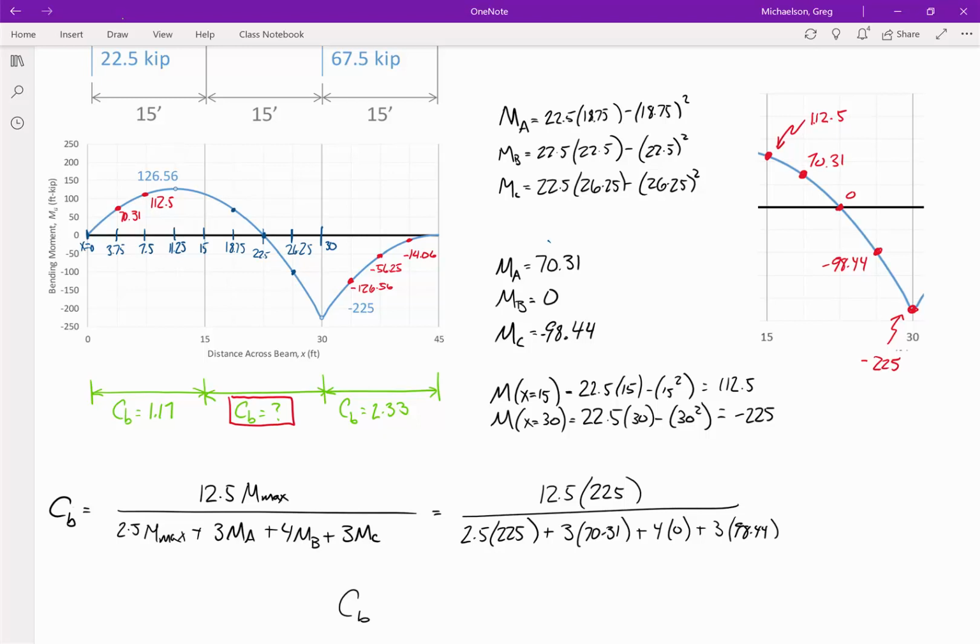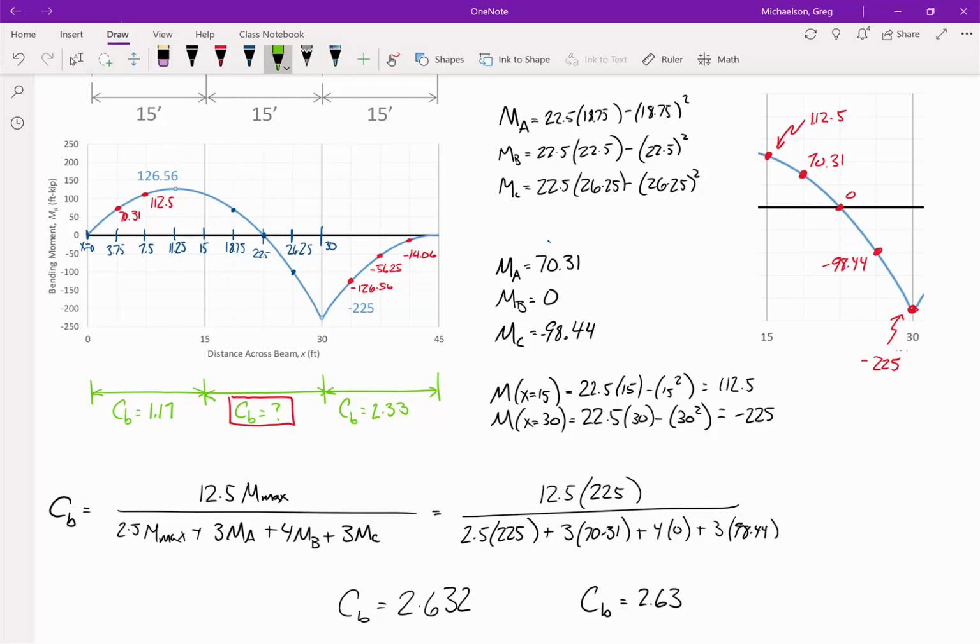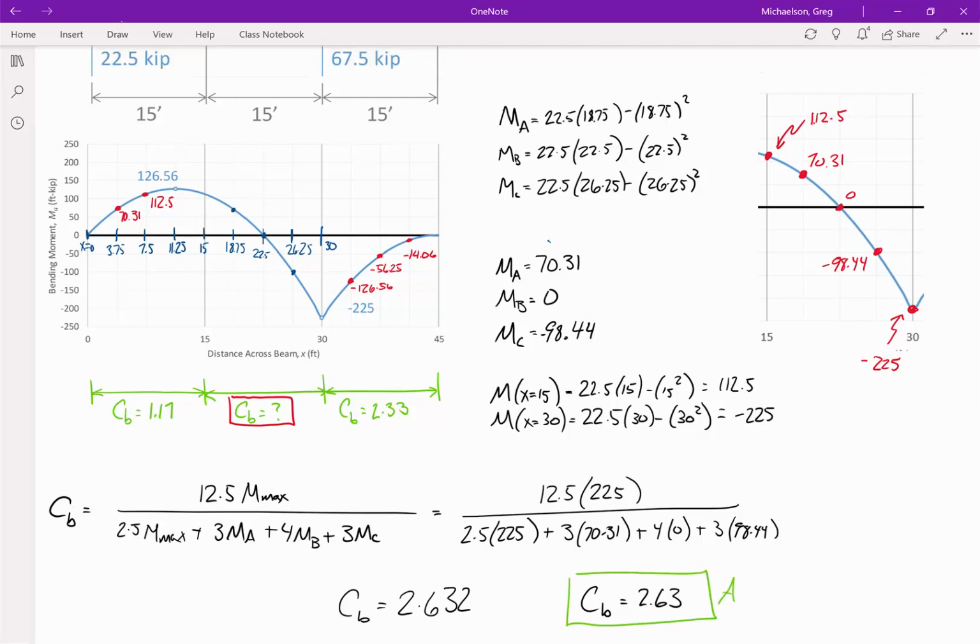When it's all said and done, you should get a CB value when you plug and chug this of 2.632, or we just use CB is 2.63. Two decimal places is usually good enough for a CB expression. In our next lecture, we'll see where CB is used in our computation of flexural capacity. But for now, all I'm interested in is that you can accurately compute CB. And you've got a little more practice to deal with on your homework. That's all I have, everybody. I will see you next time.